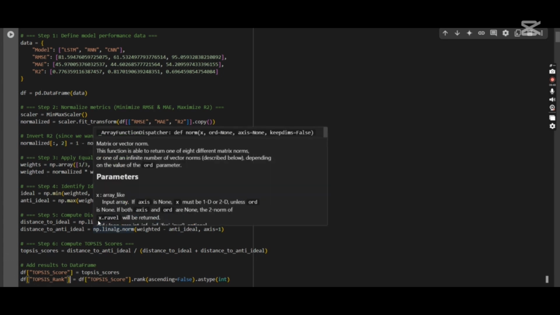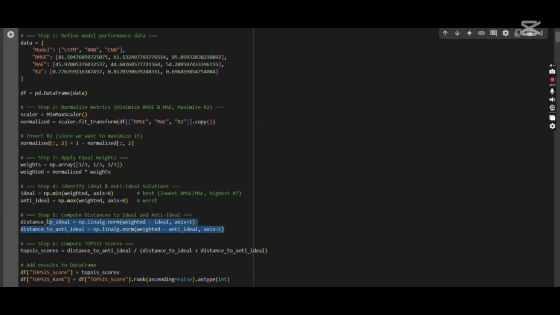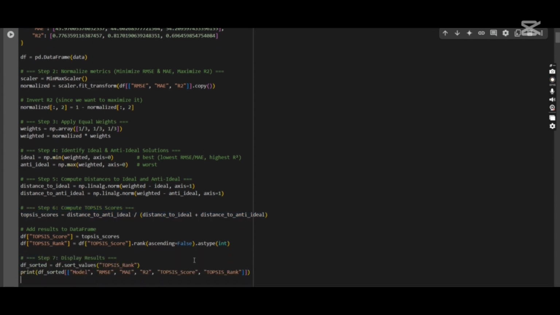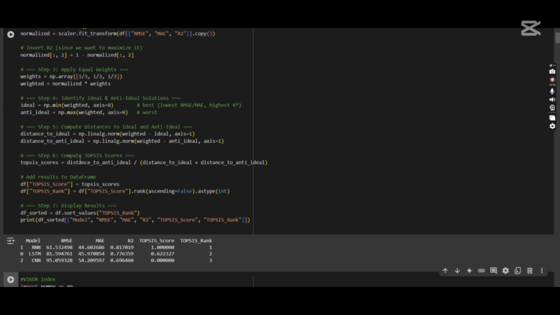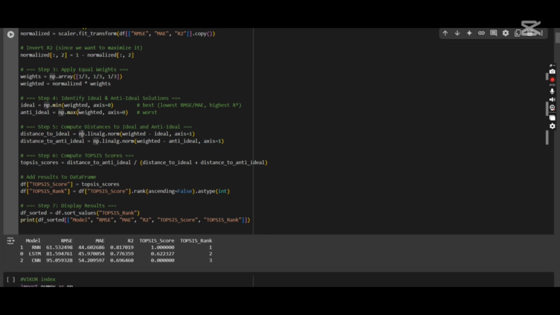Here you can check this formula from the literature. This formula computes the distance to the ideal and anti-ideal cases. And same here, you can also check this formula from literature, where you can see distance to anti-ideal divided by distance to ideal plus distance to anti-ideal. So this is the formula which you can find from the literature, and these results are uploaded to the data frame, and then again the score is computed, and this is the result.